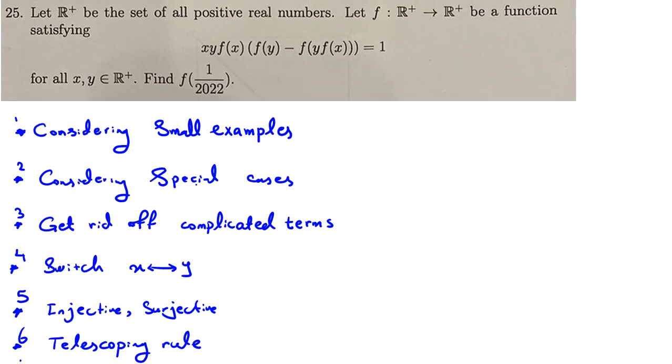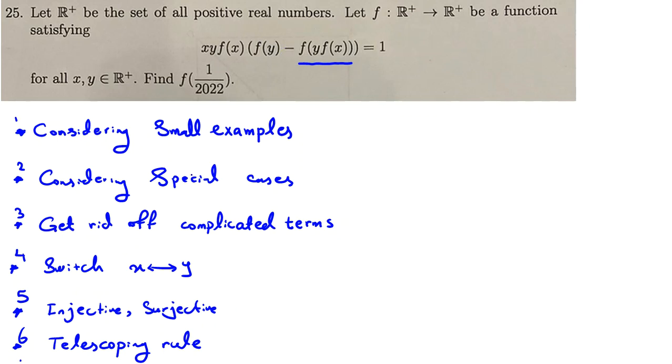Considering small examples and special cases, as I told you in my previous video exactly 2 days before the exam. Get rid of complicated terms. For example, here, this term is complicated. We should try to find two things that this term is equal to, and then subtract to get rid of that. Switch x, y, sometimes you need to change. Injective, surjective: check if it is one-to-one or surjective. The telescoping rule in IMO problems is also useful. And around 9 or 10 other important rules.